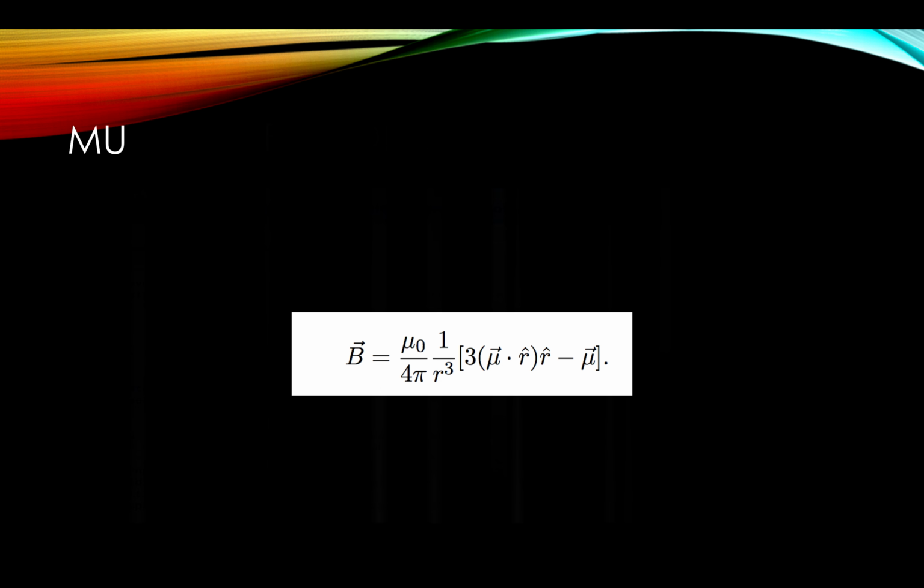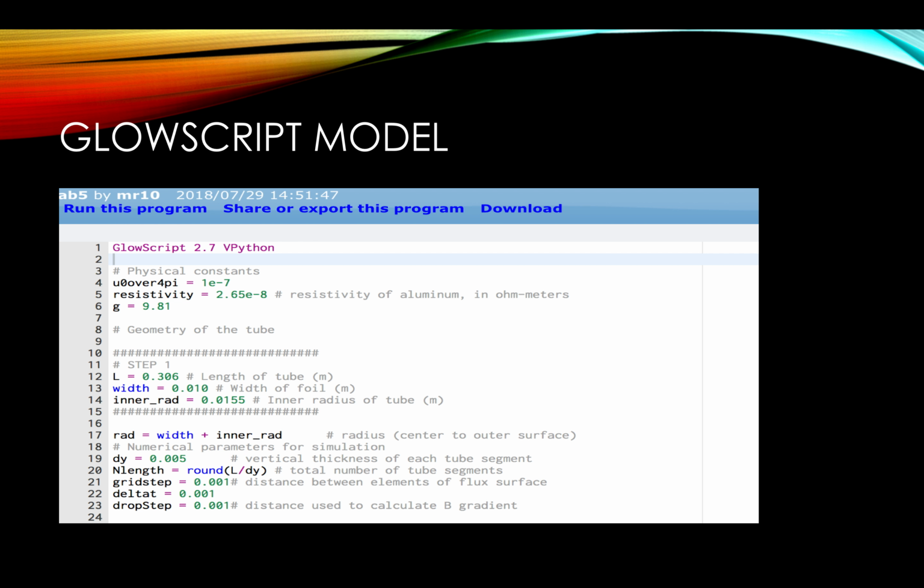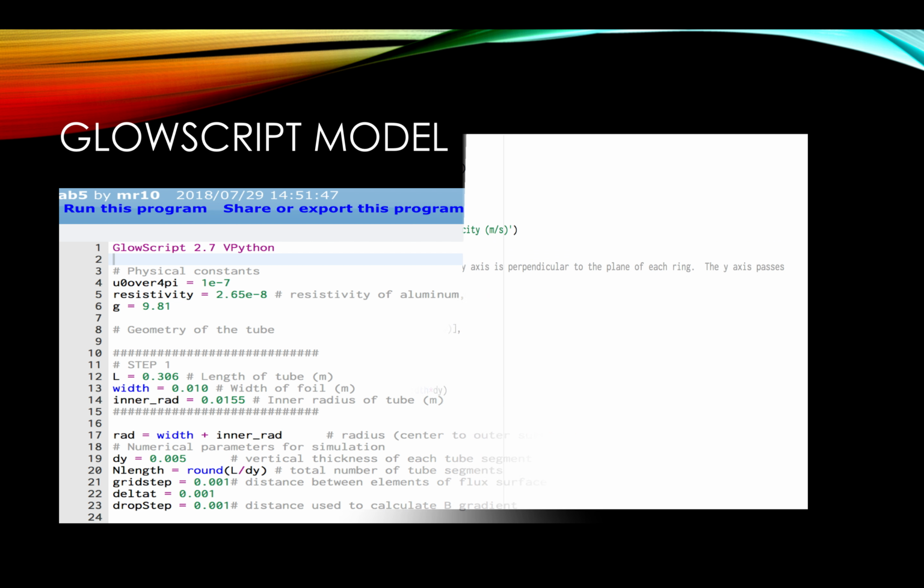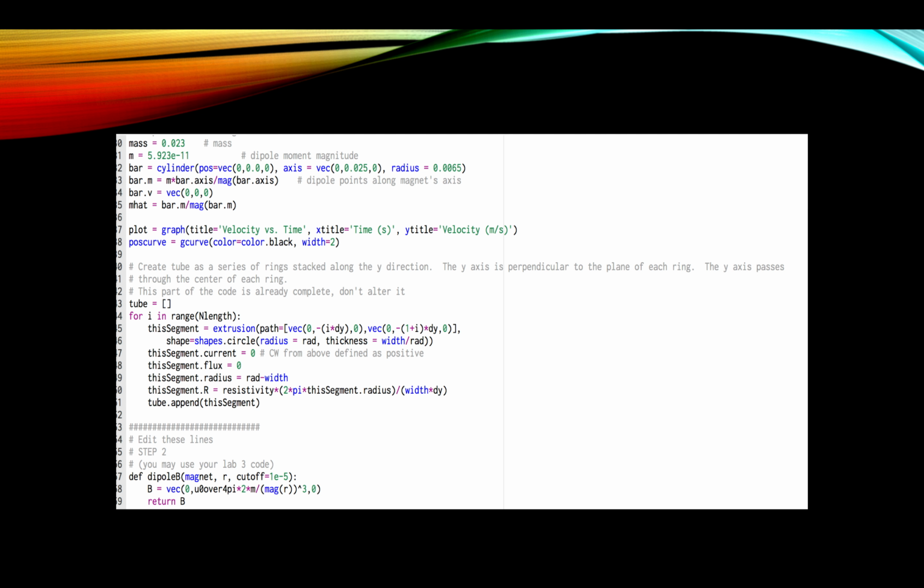We created a GlowScript code using the length of the roll, the inner radius of the roll, and the width of the foil on the roll, and plugged it into a previously provided code. We created the bar magnet and defined a function for finding the magnetic field. We then graphed velocity versus time for the falling bar magnet, which looks like this.